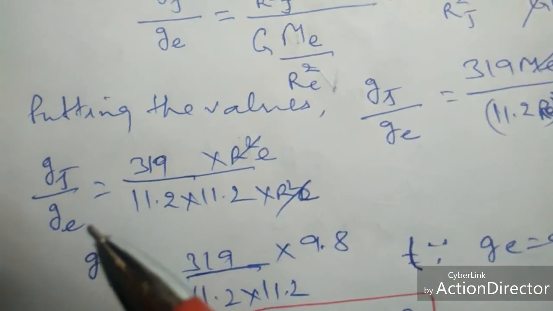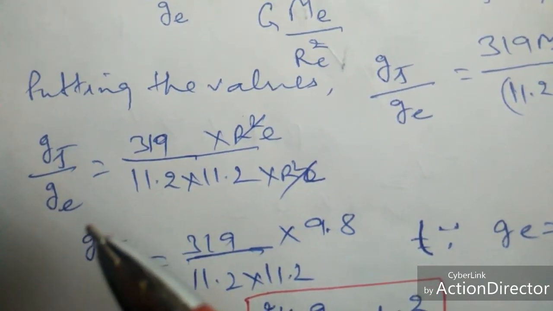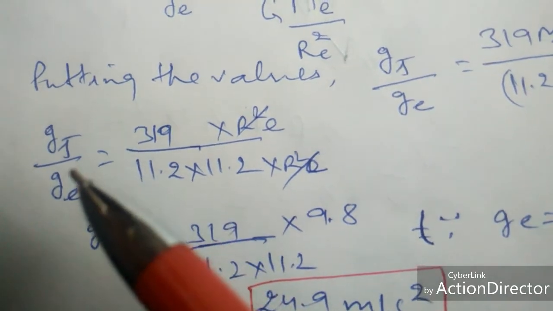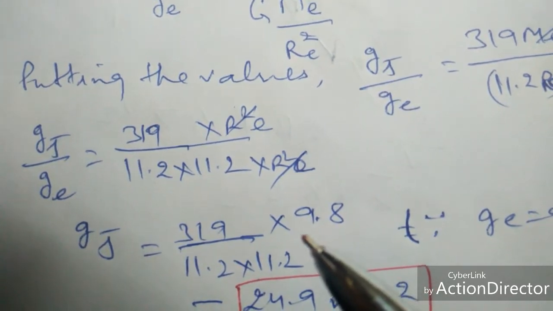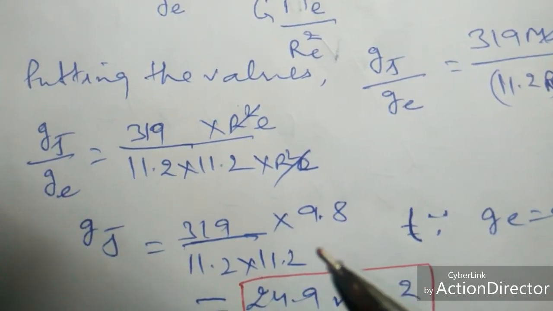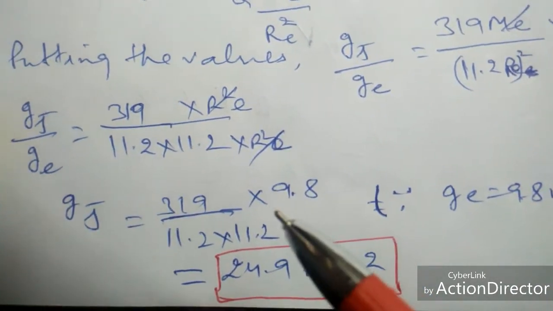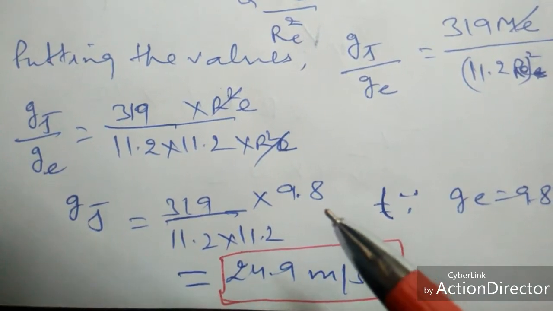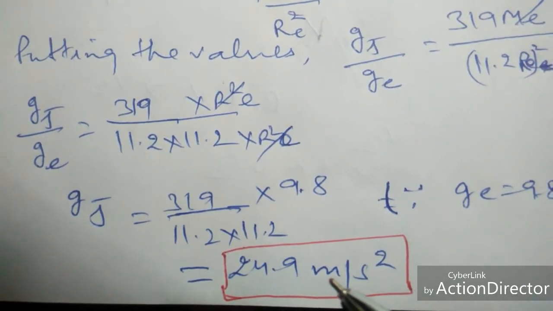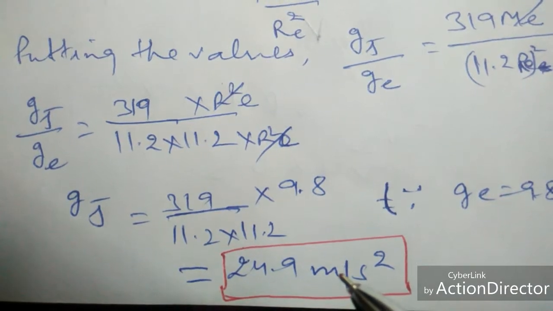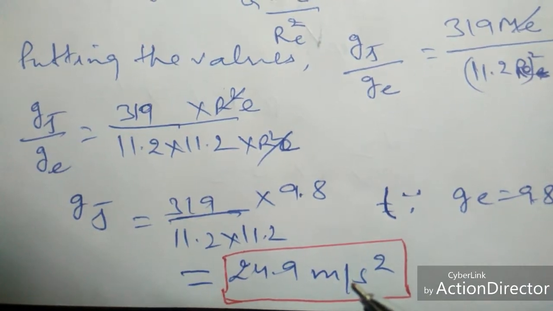Now this is the ratio of acceleration due to gravity on Jupiter to the acceleration due to gravity on the Earth. But we have to calculate the acceleration due to gravity on Jupiter. So Ge will come here, and the value of acceleration due to gravity, as we know, is 9.8. So we'll put 9.8 here. After doing the calculation, it will come out to be 24.9 meter per second square. Hence, the acceleration due to gravity on Jupiter is 24.9 meter per second square.